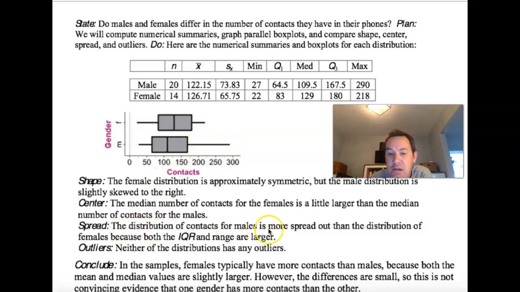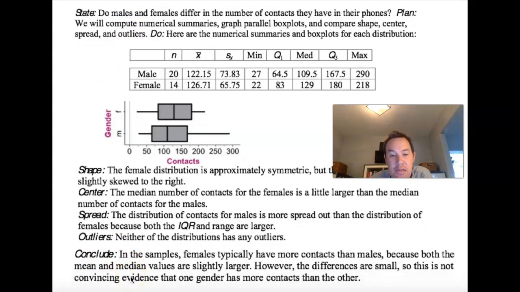Spread, the distribution of contacts for males is more spread out than the distributions of females because the IQR and range are larger. So they do use IQR as, again, a resistant measure to compare. Outliers, neither distribution has any outliers. And then conclude, so answer your question. Do you think they differ by the number of contacts in your phone? And here's one possible answer.